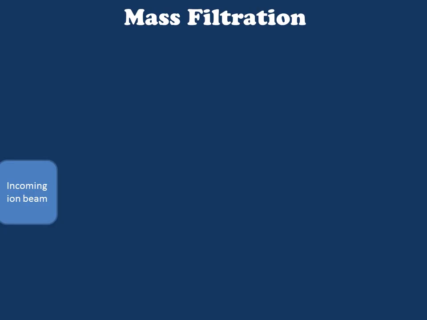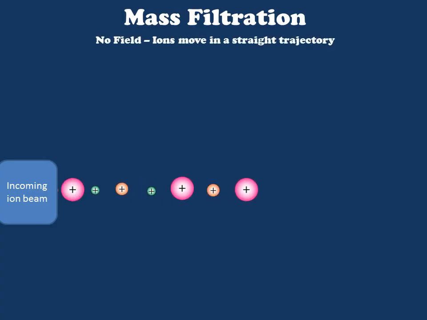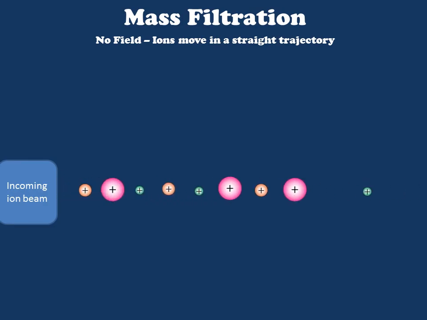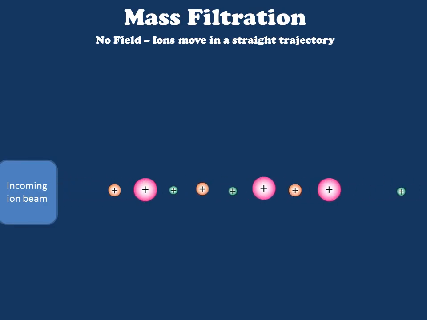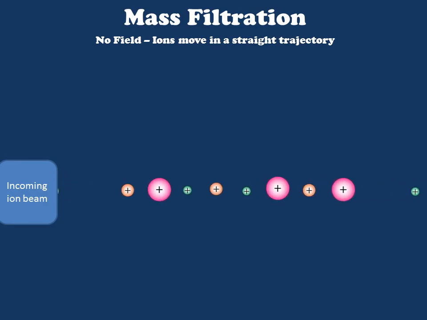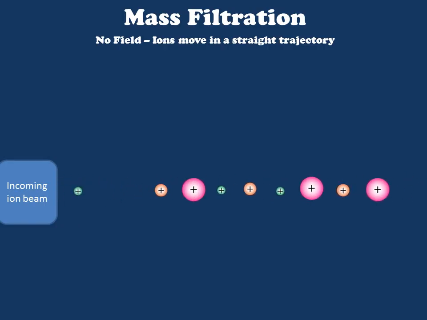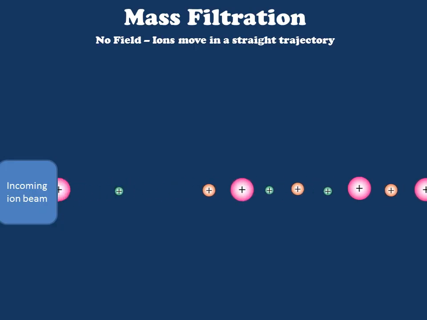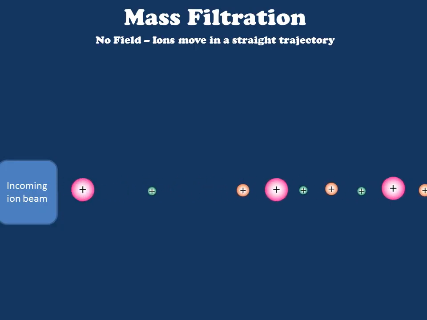Now that we've created our ions, let's move on to the mass filtration or mass analysis step. In this step, the ions which are formed are focused into a beam. If these beams are focused into an area in which there is no appreciable magnetic field, the ions will move in essentially a straight line. This doesn't help us very much to separate them in space. Therefore, we apply a magnetic field to the region through which this ion beam is moving.